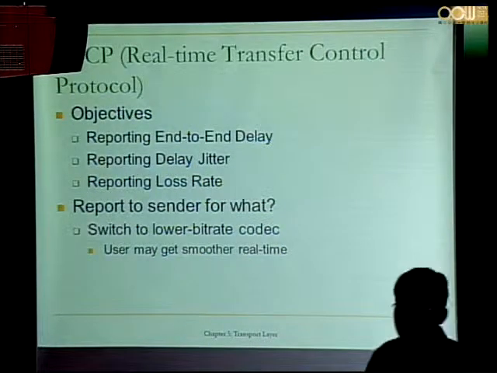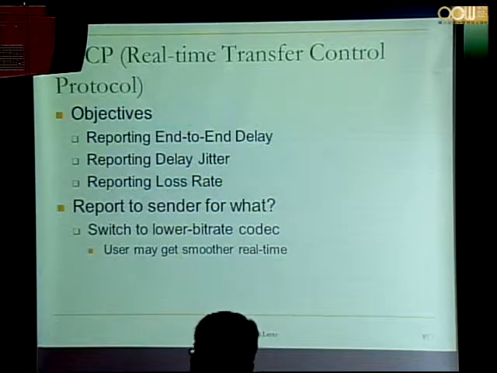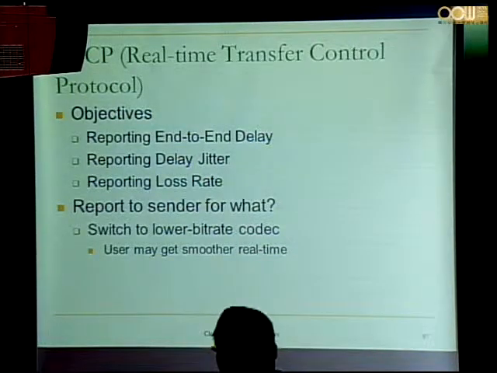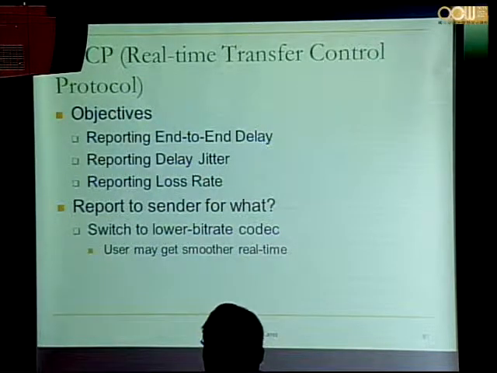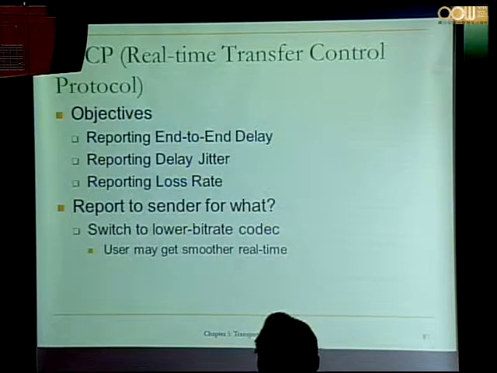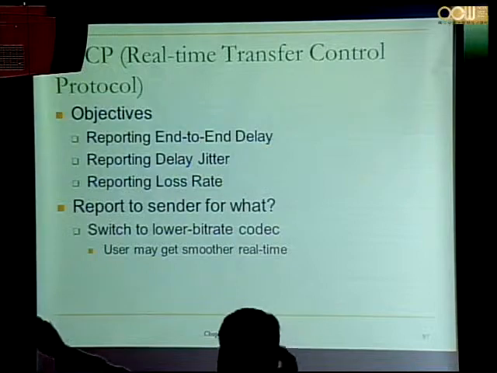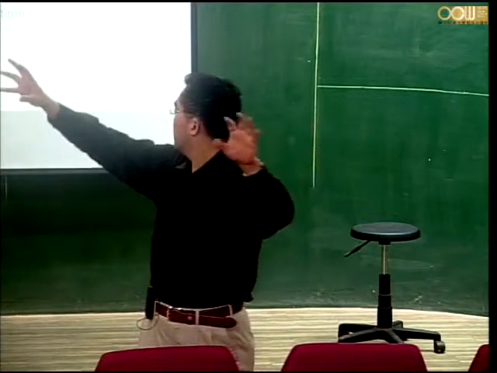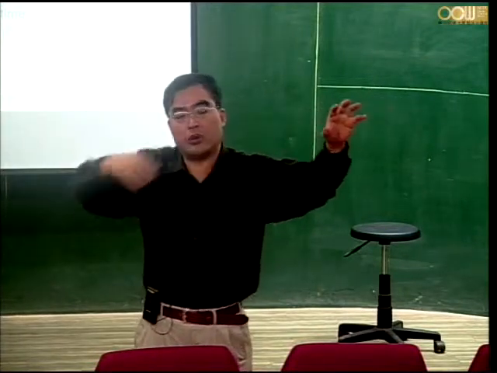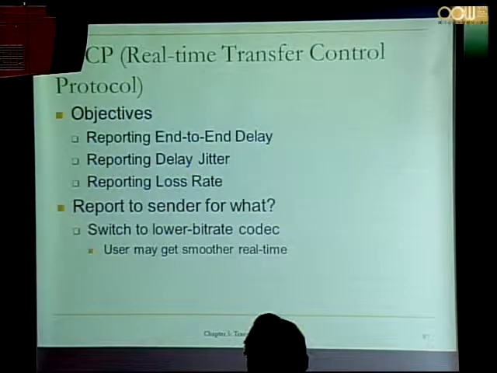RTP is a data plane protocol. It carries user data. But RTCP is a control plane protocol. It does path quality reporting between the sender and receiver. And what does it report? The receiver at the end-to-end would report to the sender the latency that it calculates, the delay, the jitter, and the loss rate.